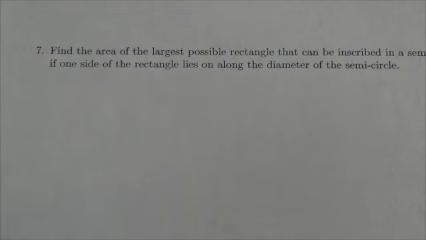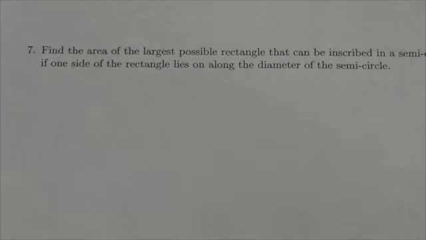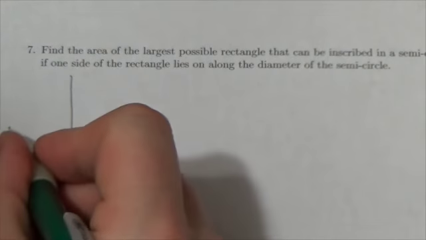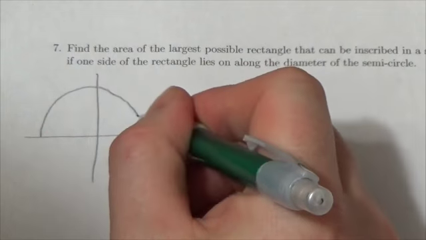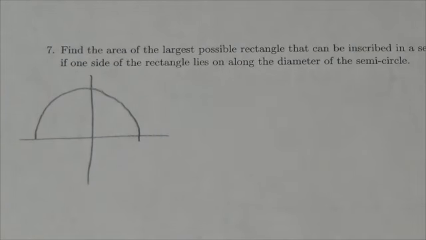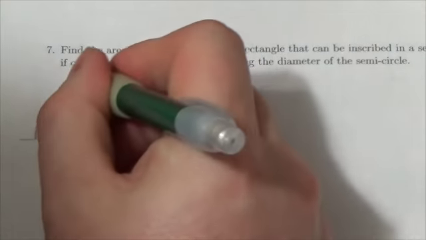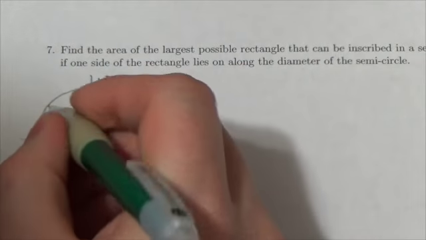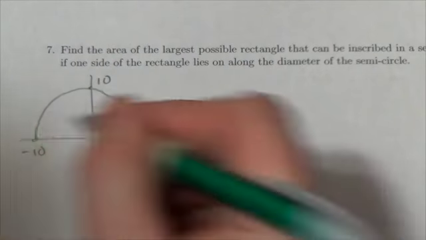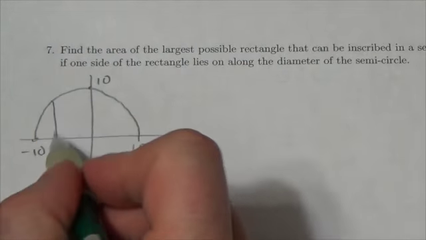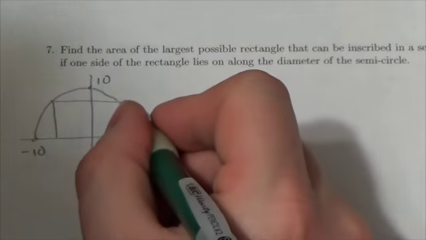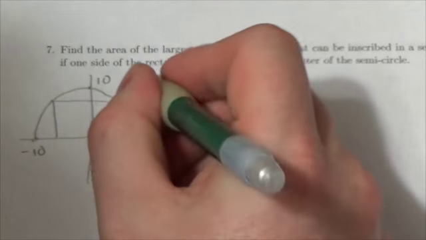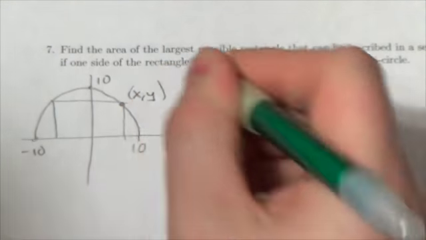All right, written response number 7, and we're right back to our inscribed figures. I know you guys love these questions. Anyway, this one is saying that if we've got a semicircle, oh, that's terrible, but you get the idea. This is 10, that's 10, and this is negative 10 over here. We're going to inscribe a rectangle in there. The coordinates of this point right here will be x comma y.